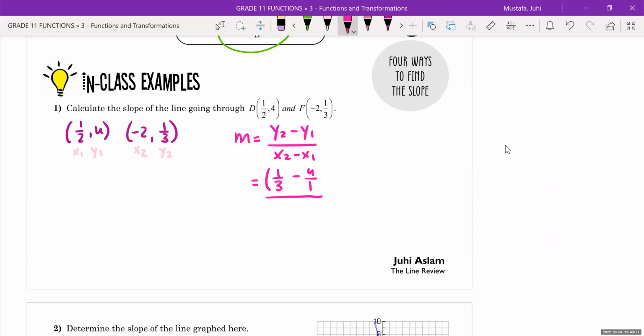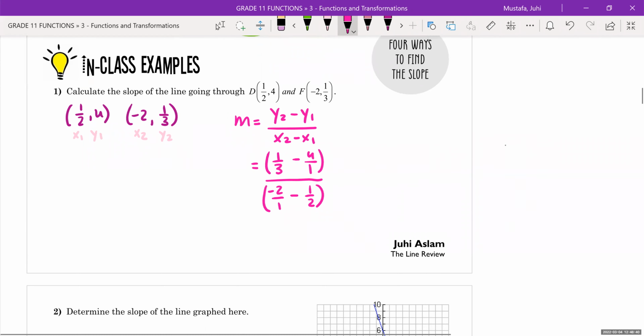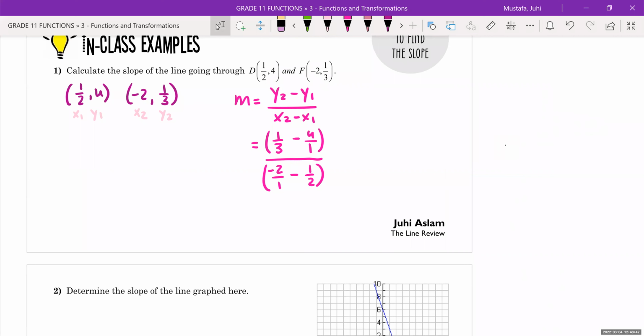All over, and I'm really into brackets. I use brackets a lot. So I'm just going to put brackets around my numerator. Absolutely not necessary. It just helps me keep the numbers together. And then x2 is -2 over 1 minus x1 is a half. And really the key to solving this question is you have to treat the numerator and denominator completely separately, and you need to solve each one of those fractions separately.